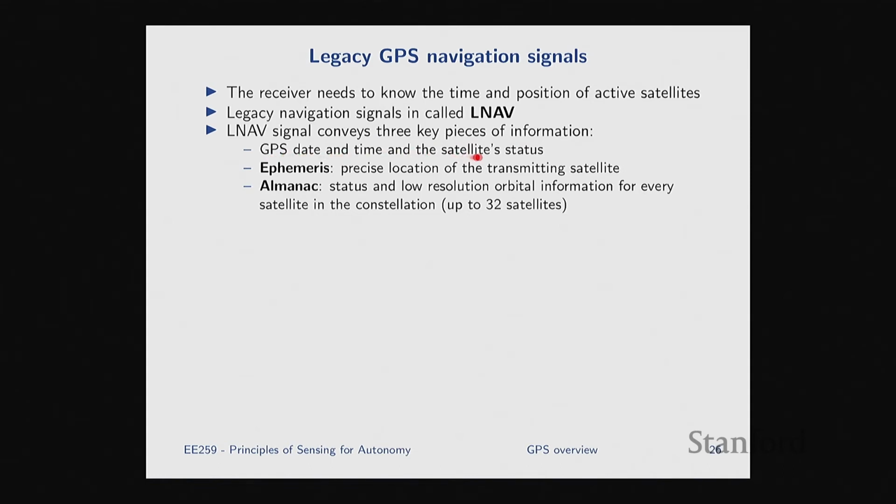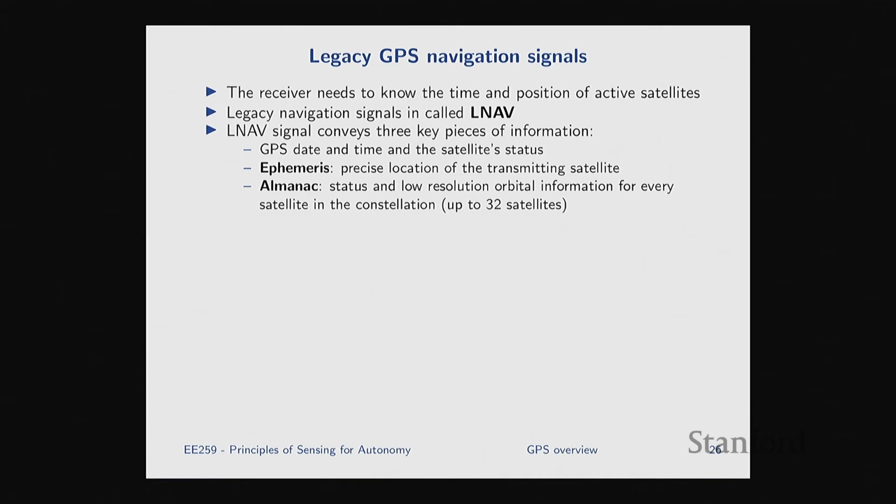One is the GPS date and time and the satellite's status. So the satellite says, oh, I'm healthy, I'm doing fine, you can trust this. Or when there's some fault condition happening, they flag some bits so the receiver knows, oh, this satellite is out of order, I should not use it for ranging. And then GPS date and time is just the date and time. When the packet is being transmitted, they just timestamp it with the GPS date and time. Then there are two other pieces of information, one called the ephemeris and one called the almanac.